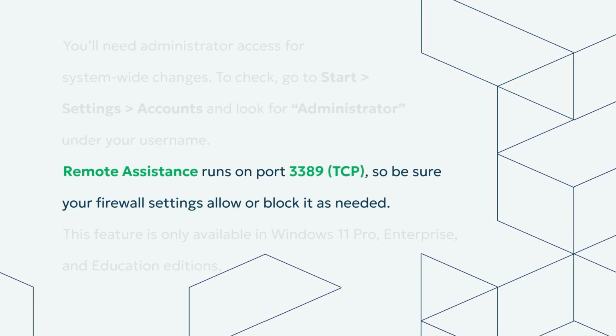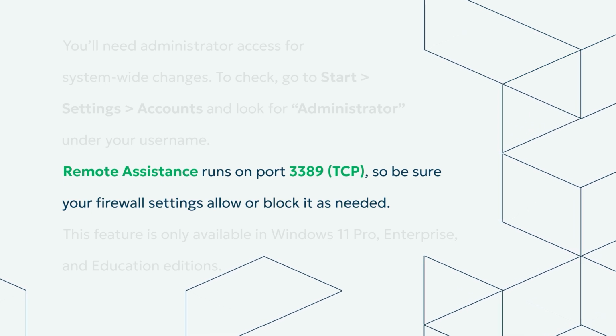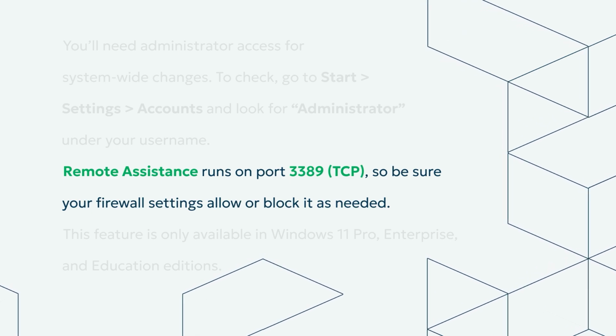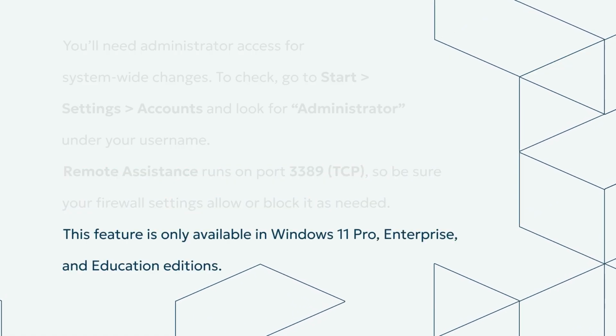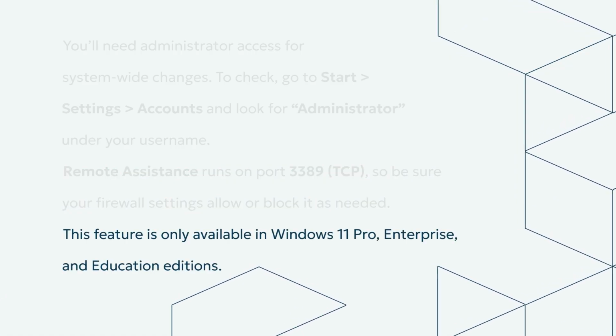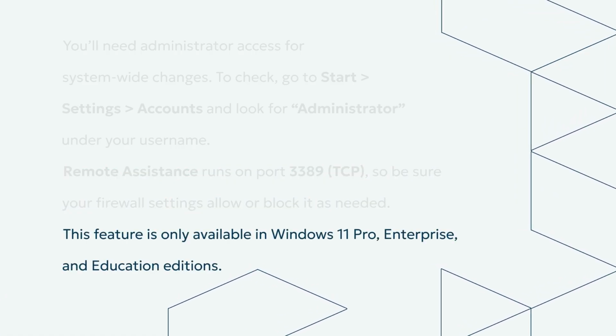Remote Assistance runs on port 3389, TCP, so be sure your firewall settings allow or block it as needed. This feature is only available in Windows 11 Pro, Enterprise, and Education editions.